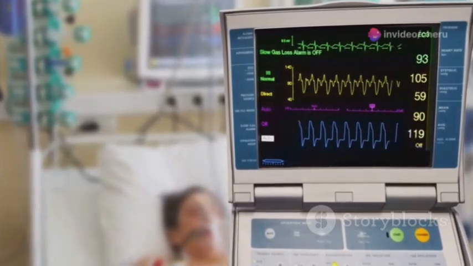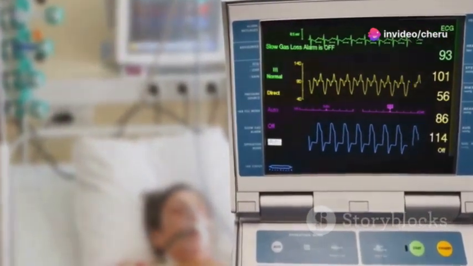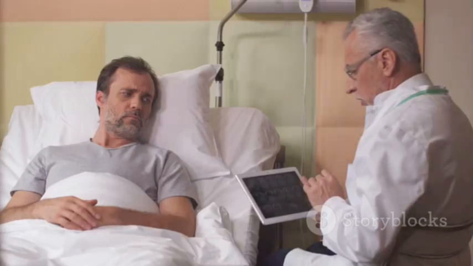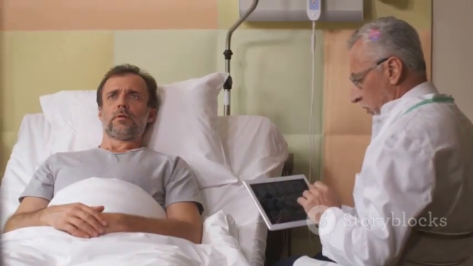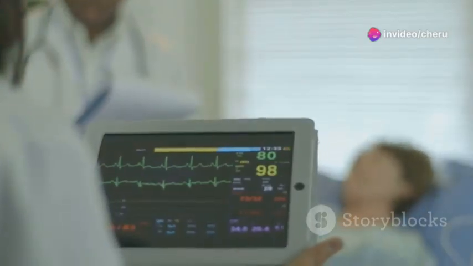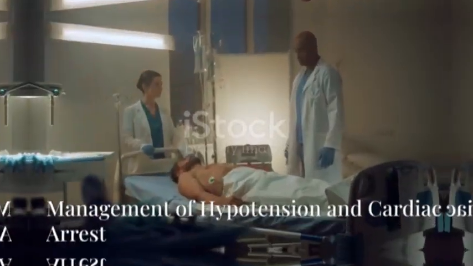In patients with IVR as an escape rhythm, suppression can lead to asystole, a complete cessation of electrical activity in the heart, which can be life-threatening. Therefore, the decision to suppress IVR should be made cautiously, weighing the potential benefits against the inherent risks. If suppression is deemed necessary, close monitoring for adverse effects is paramount.